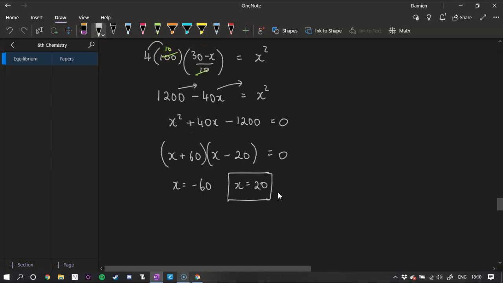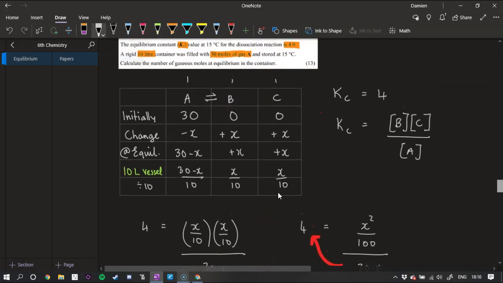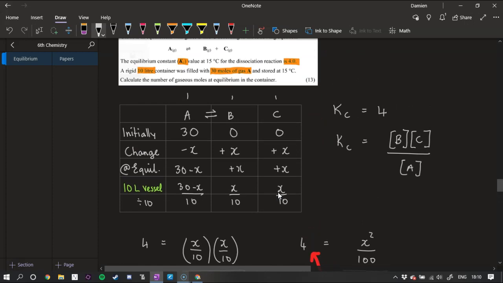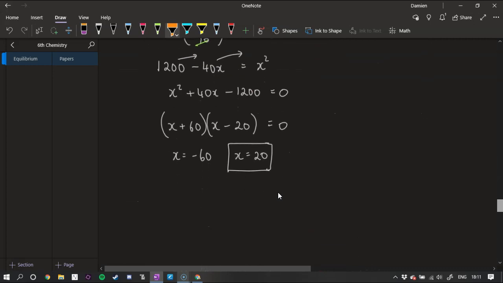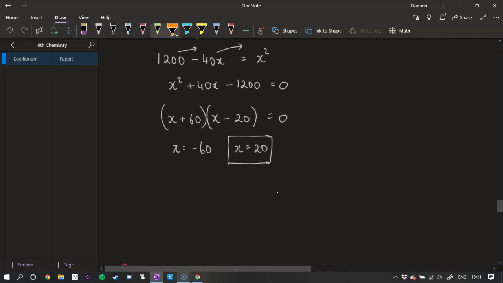Okay, let's see if we have answered this question. So we'll go up to the top and we see the question is actually asking us to calculate the number of gaseous moles at equilibrium in the container, so in total. So let's go back in here and see what we've got. So x is equal to 20, and this is 20 moles, and this is B. We also know that C is also x, so we've got 20 moles of C.